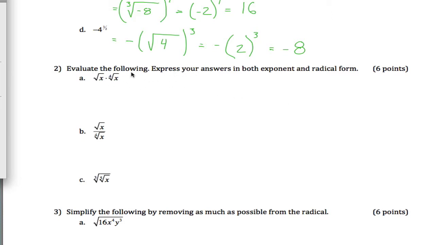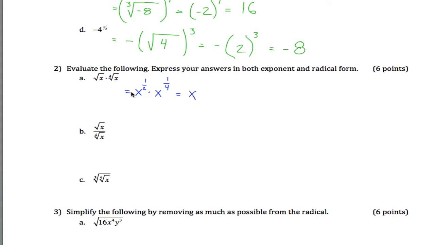Okay, number 2 asks you to evaluate these 3 expressions. Express your answers in both exponent and radical form. I think the easiest way to deal with these is when they're in exponent form. So the square root of x is the same as x to the 1/2 power. And the 4th root of x is x to the 1/4 power. And using our exponent rules, when you're multiplying exponents with the same base, you add up the numbers in the exponent.